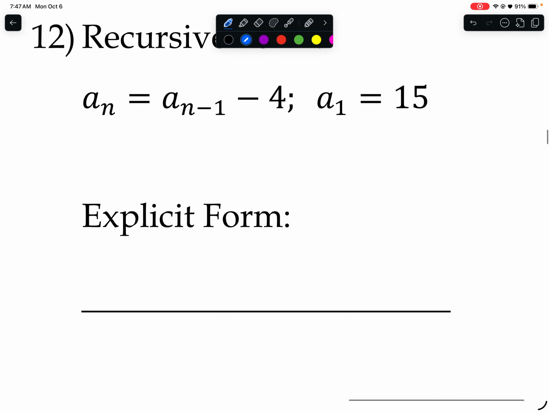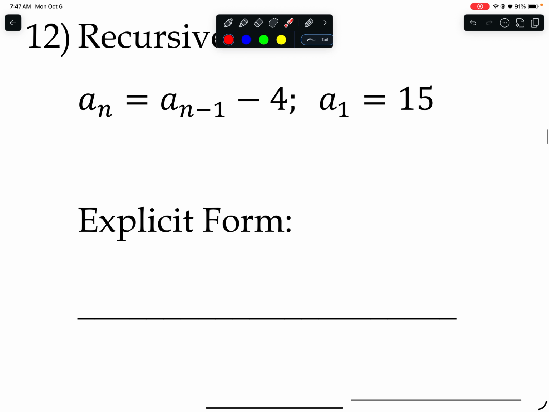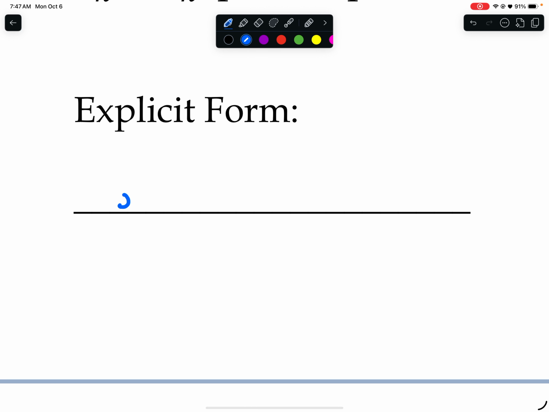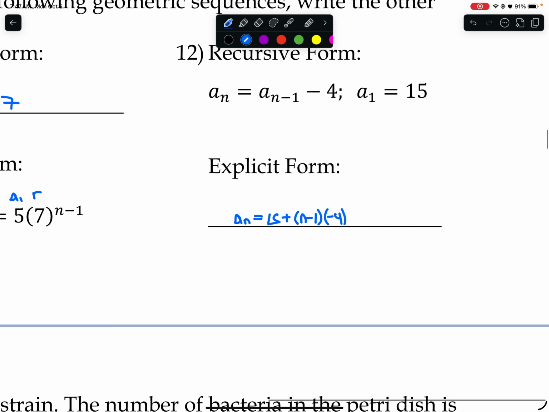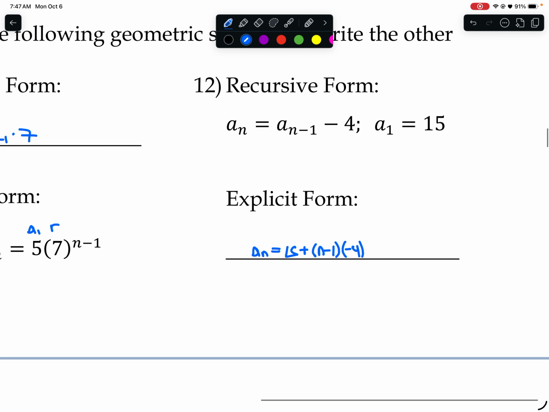And then over here, whoops, I just dropped everything. So if I look over here, now I'm subtracting 4. So because I'm subtracting, that tells me this is going to be arithmetic. So I'm looking at a sub n equals the value of my first term, which is 15, plus parentheses n minus 1, and then I've got to put my common difference in parentheses because it's negative. So that would be your explicit form.